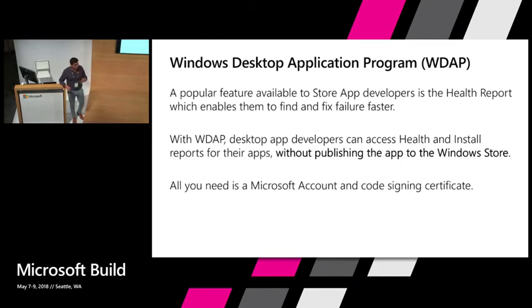And we have been getting that feedback from the Win32 developers as well. So this program addresses that gap by providing this same rich crash analytics report as well as the install report to Win32 developers, without the Win32 or desktop app developer having to publish their app in the store. All you need to do is sign your application with a digital certificate and then come to Microsoft Developer Center and upload your digital certificate, using which we will establish the claim that this application belongs to you. After that, you'll have access to the crash and the install report.